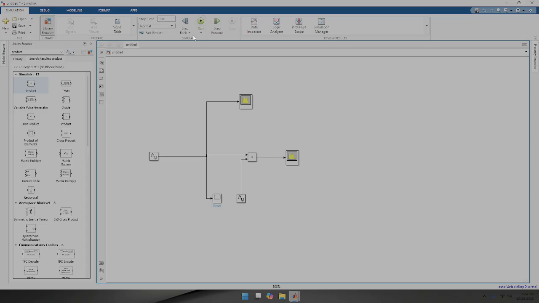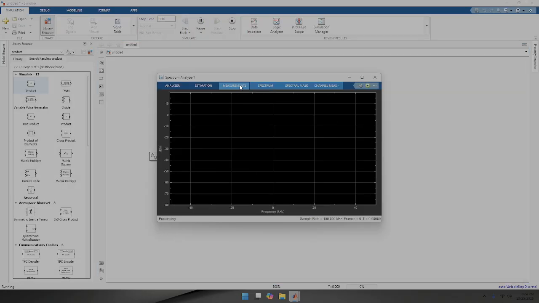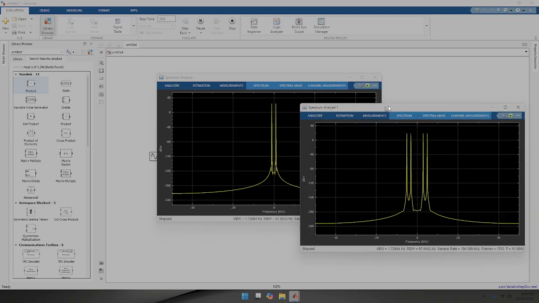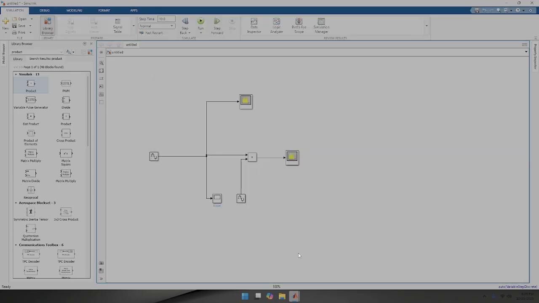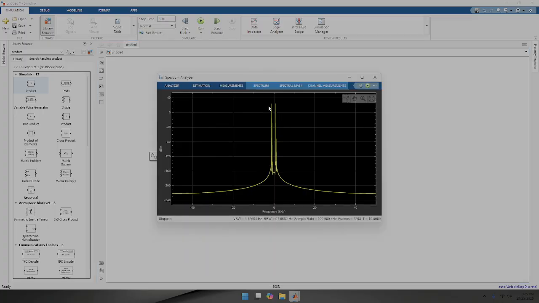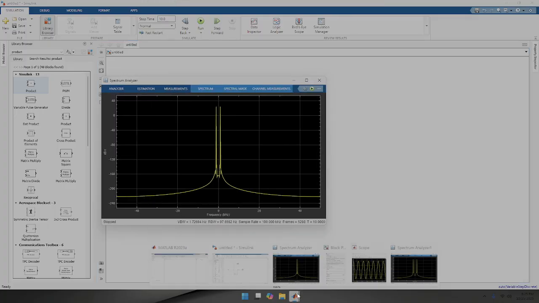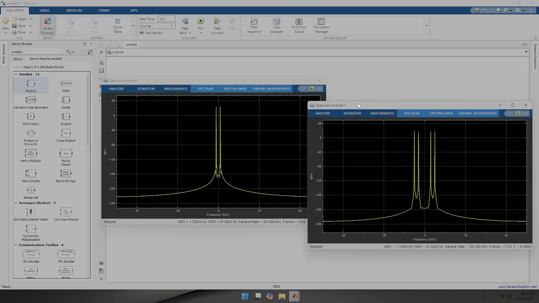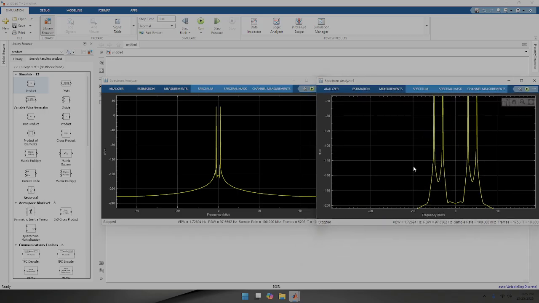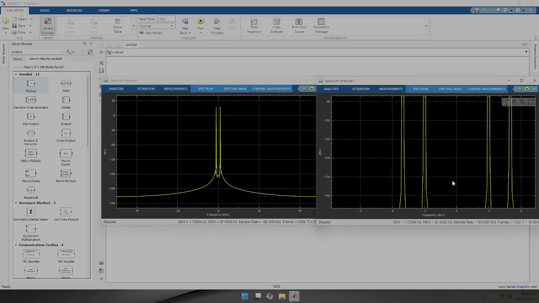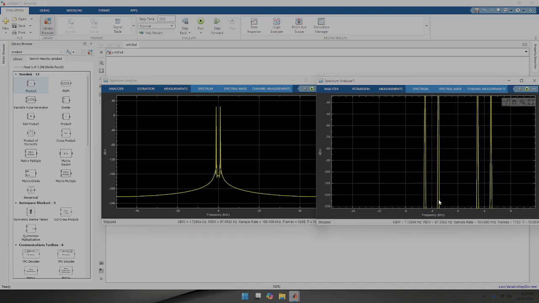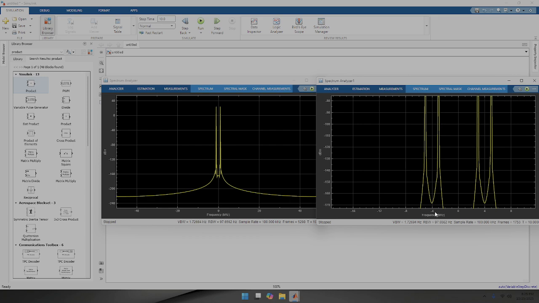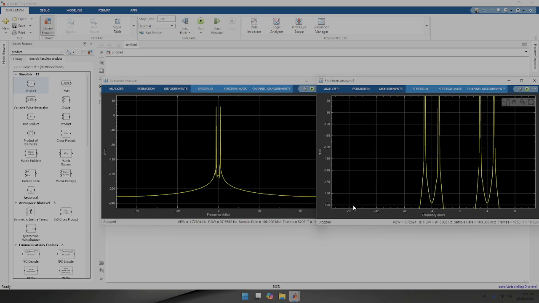Now if I run it, you can see that this was the signal before, and this is the signal after it has been multiplied, and we multiplied it with the frequency of 4k, right? Look, it repeated at -4 and +4.